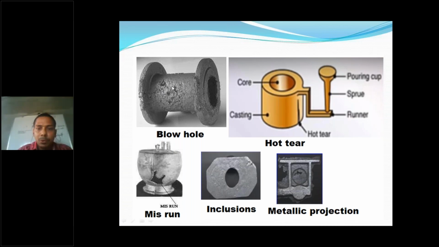So this is the problem, blowhole. Now the next one, this is hot tear. Now this is one crack available on the surface of the product. This is called the hot tear. Now why does this kind of problem happen?